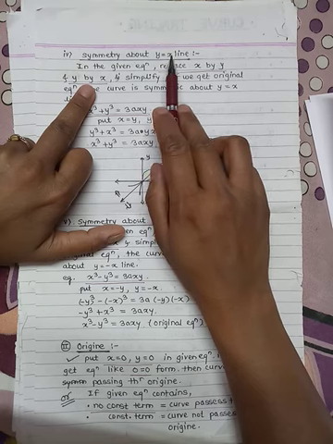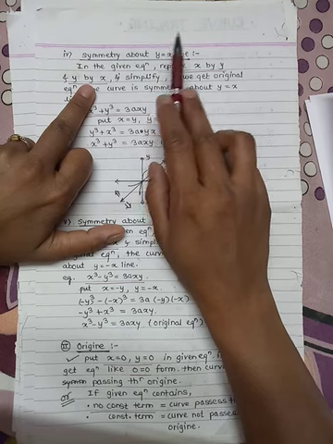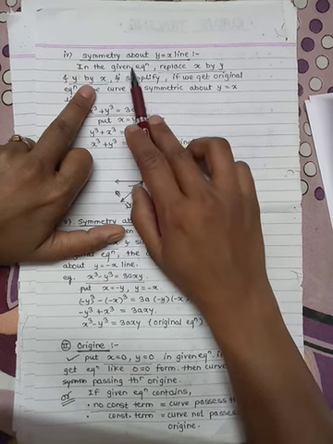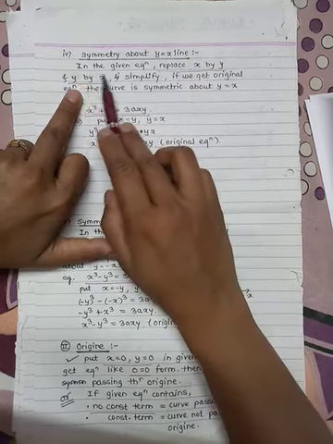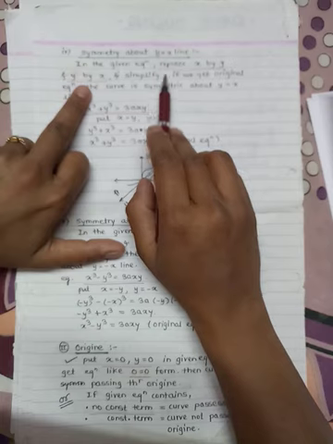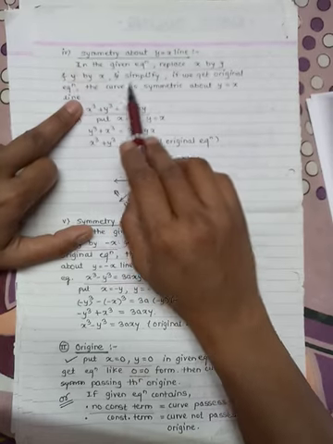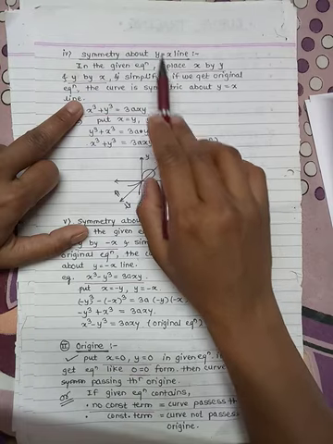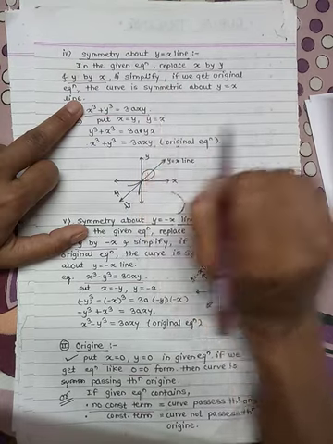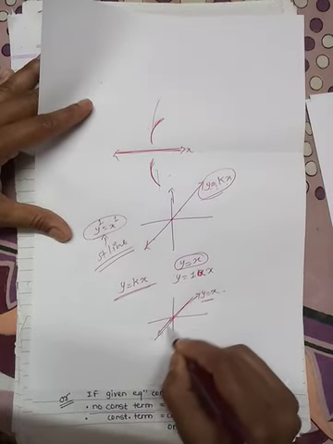So what is the condition for checking the symmetry about the y equal to x line? Replace x by y and y by x in the given equation, and after simplification, if we get the original equation, then we can say that the given curve is symmetric about the y equal to x line.